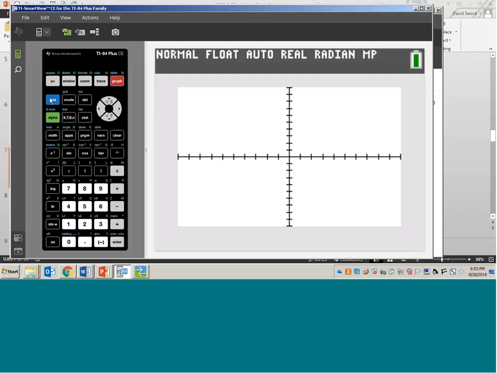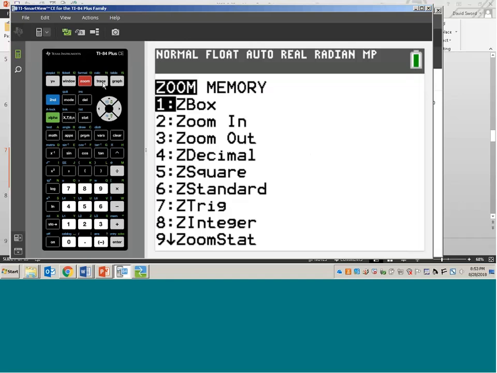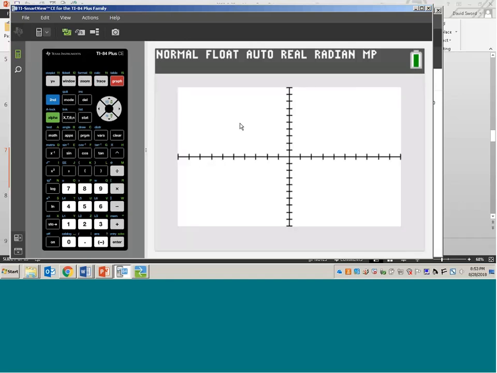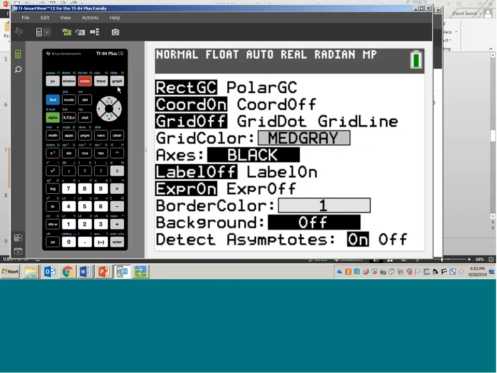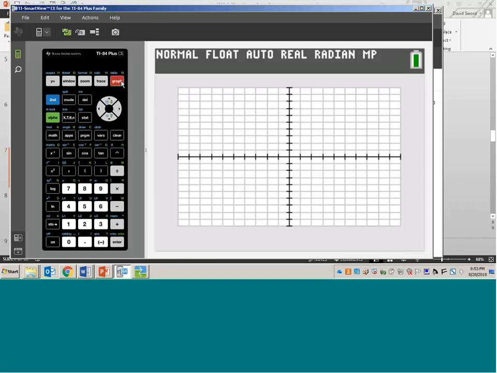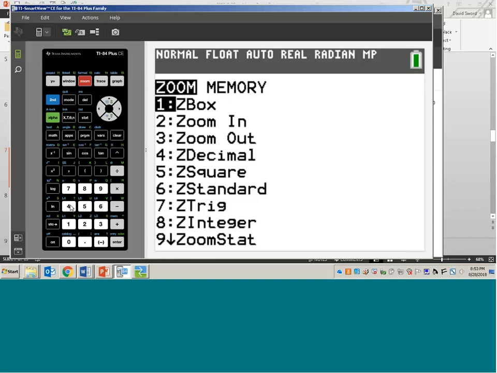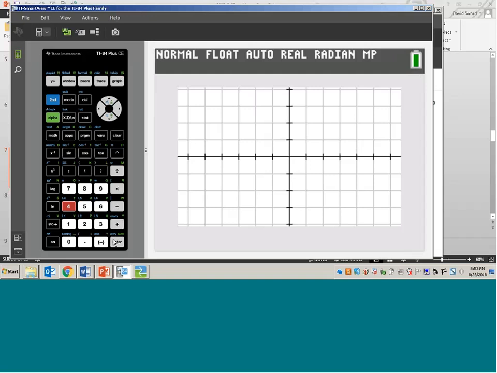I'm going to start with a square window, zoom. Also, if you notice, it turned off the background, the format of the dots that I had previously. If I want to turn those back on, all I do is go to second zoom, second format, and scroll down to the grid and make it either grid dot or grid line. I'm going to choose grid line, press enter, and when I press graph, I can see that my grid lines are there, and zoom decimal makes it a square window.